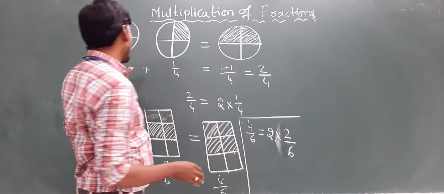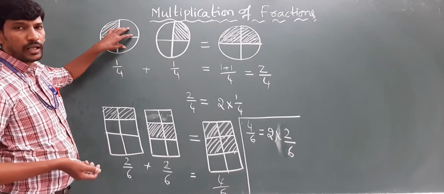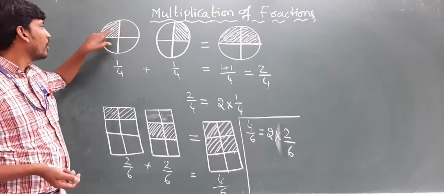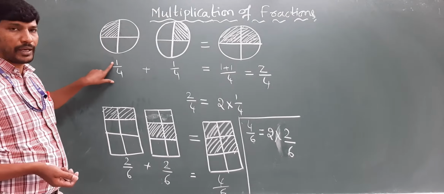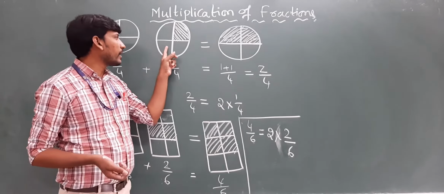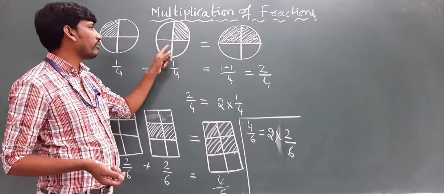So see this here, once again I am going to explain. There is a circle. I am dividing it into 4 equal parts. One part I am taking, that is the shaded part, 1 by 4 here. In this second circle, I divide into 4 equal parts.